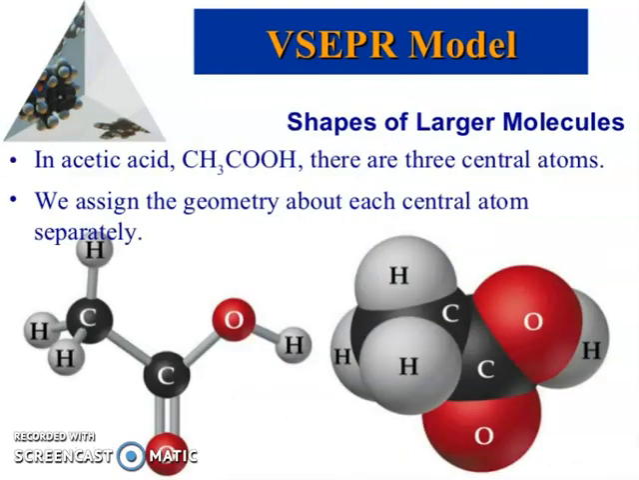In acetic acid, there are 3 central atoms. We assign the geometry about each central atom separately. You can see.